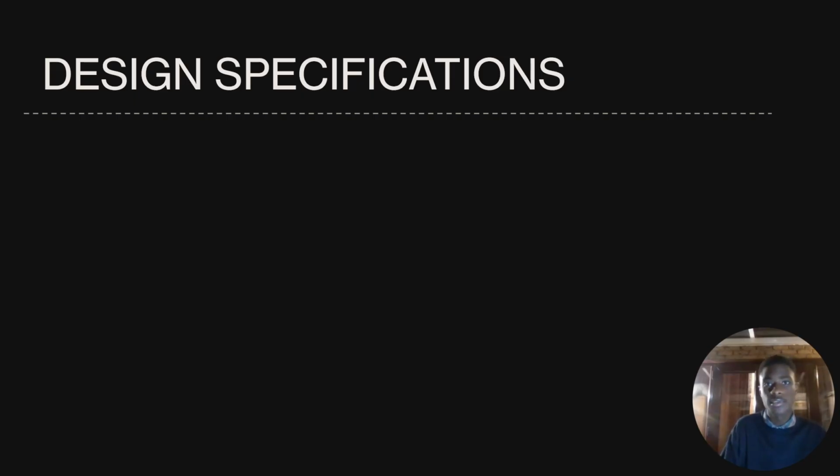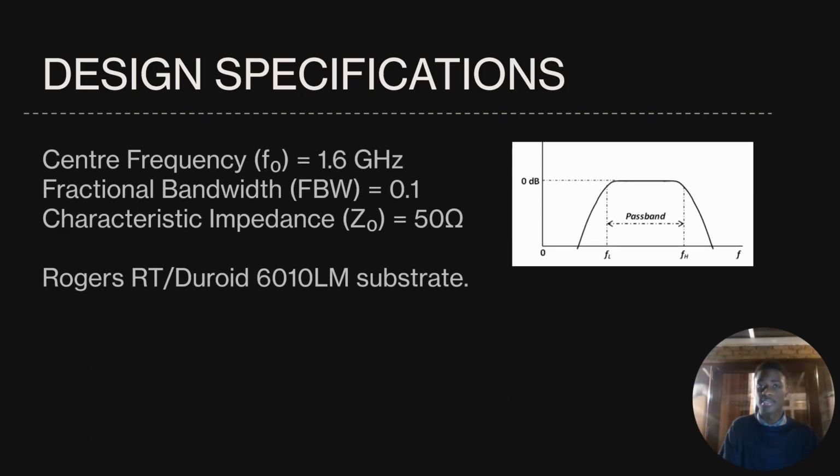As mentioned previously, a bandpass filter attenuates everything outside its frequency range. Ours is, by nature, the same. Listed here are our circuit design specifications. By necessity, our 3-pole Chebyshev bandpass filter must have a center frequency. The center frequency that we have been tasked with is a frequency of 1.6 GHz. To meet our project brief standards, we must also have a fractional bandwidth of 0.1 and a characteristic impedance of 50 ohms.